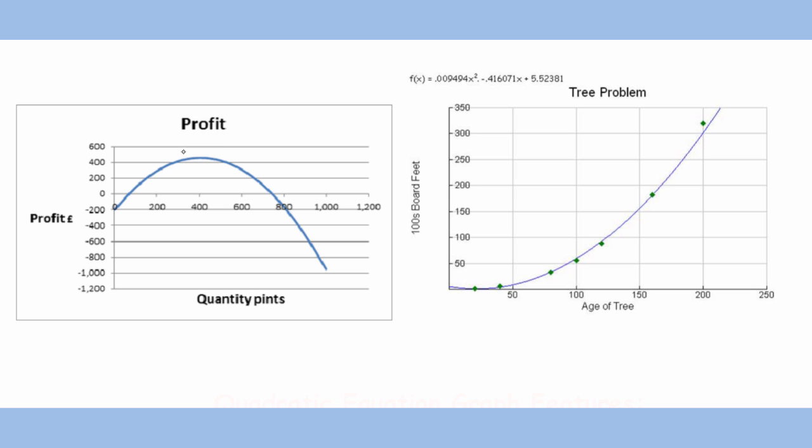Now notice how these two pictures do not show matching points, but because there is a maximum value right here, and for the picture on the right, there's a minimum value right here, both are still quadratic equations showing a curved line.